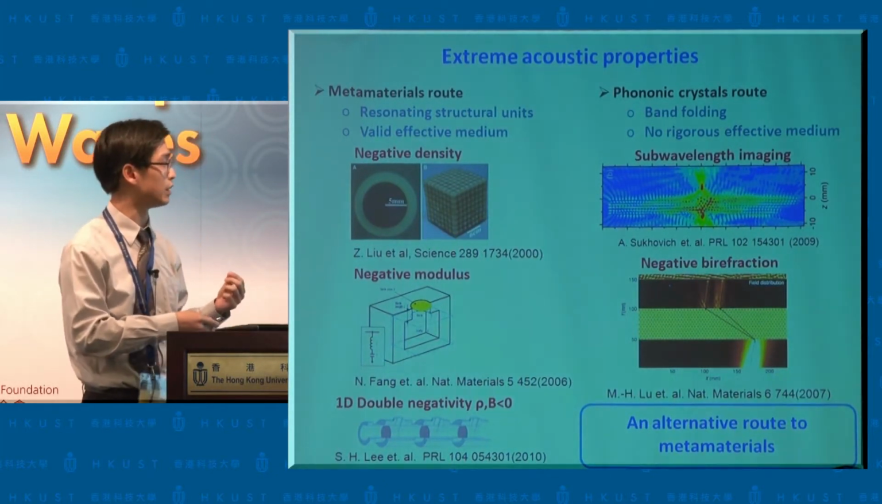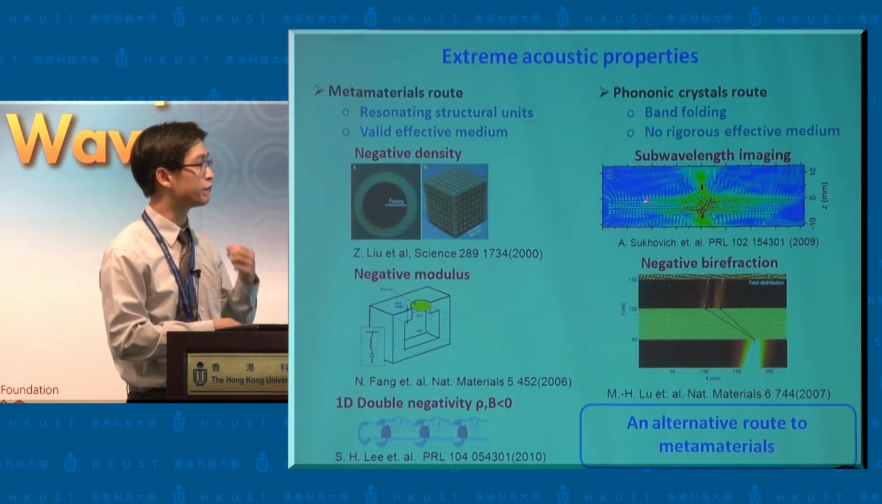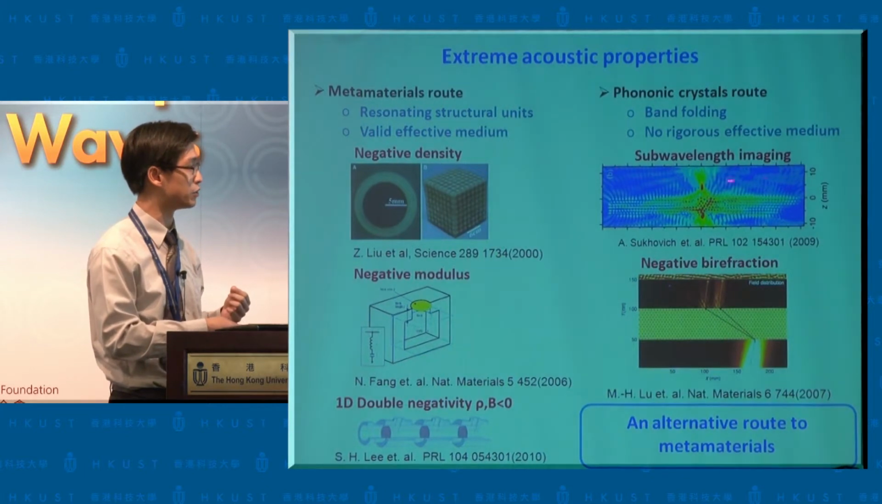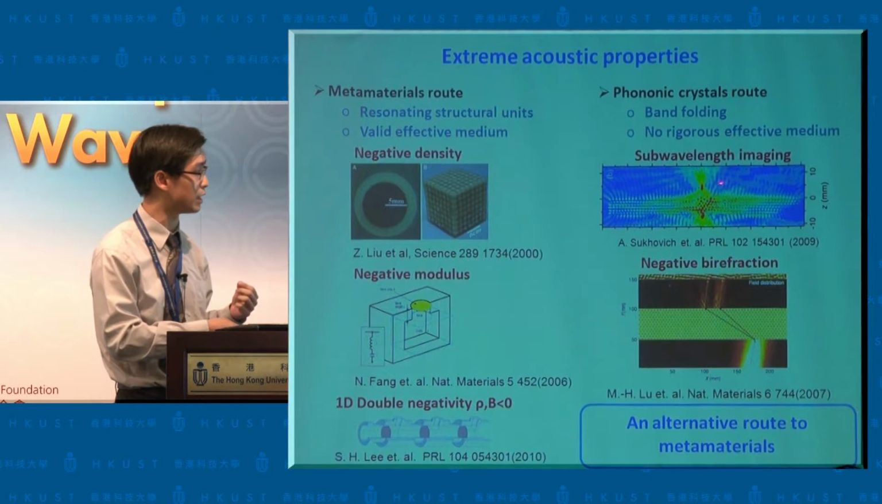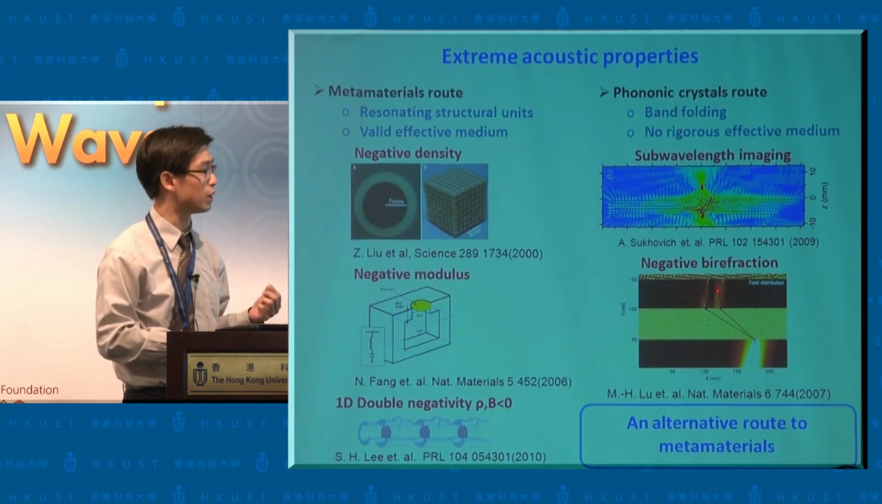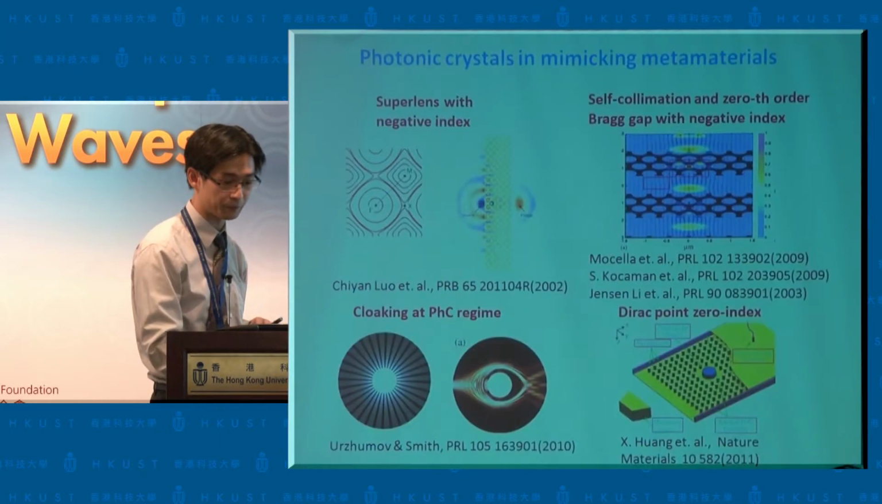For example, we have the perfect lens or the super lens in metamaterials. By using phononic crystals, we can do subwavelength imaging as well, to focus a subwavelength spot from one side to the other side. We can also have negative refraction by using a phononic crystal. So they are very similar to each other in some sense.